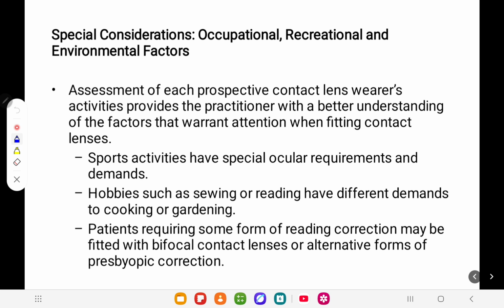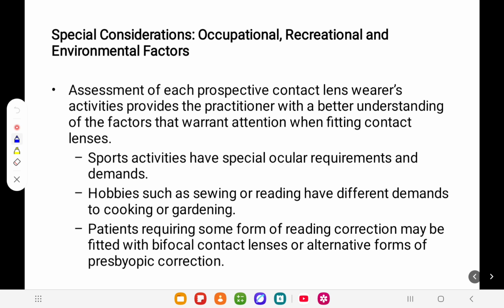Another special consideration is their occupation. Assessment of each prospective contact lens wearer's activities provides practitioners a better understanding. Suppose, for example, someone is a very sporty person and wants contact lenses for sports. Then we don't prescribe corneal lenses; we prescribe either soft contact lenses or scleral contact lenses. Or suppose someone wants contact lenses as he's a swimmer. At that point, you don't suggest RGP contact lenses, or sometimes you don't suggest contact lenses at all. But if you do suggest contact lenses, then you definitely suggest swimming goggles. There are a lot of things that have to be considered.